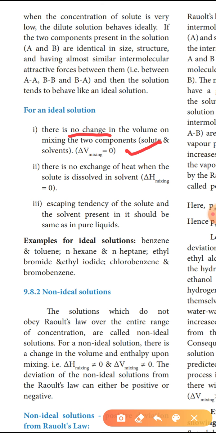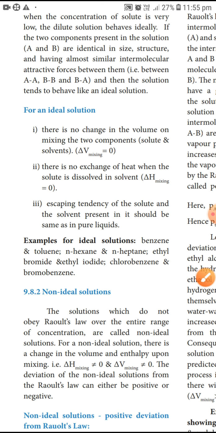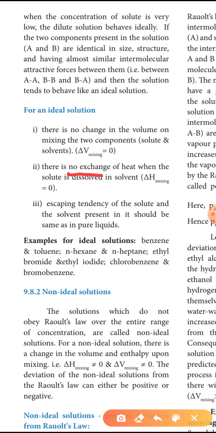For an ideal solution, there is no exchange of heat when the solute dissolves in a solvent. H represents heat or enthalpy, and del H means change in enthalpy. So del H equals 0. Here there is no exchange of heat, that means heat is not liberated and heat is not absorbed.